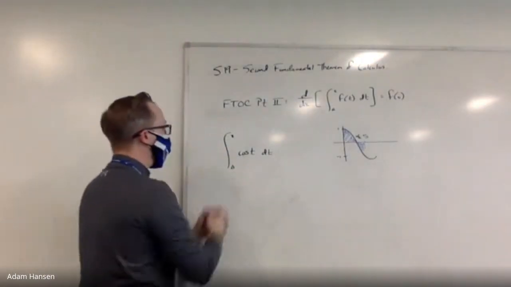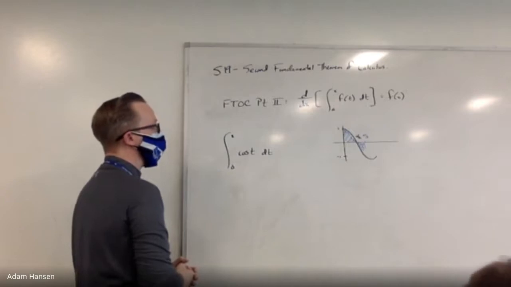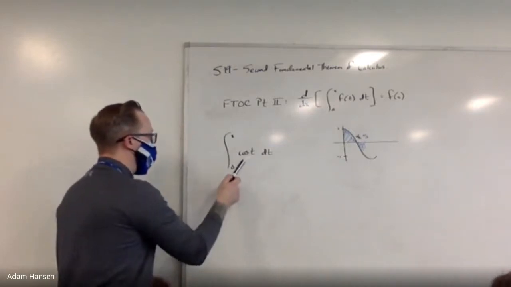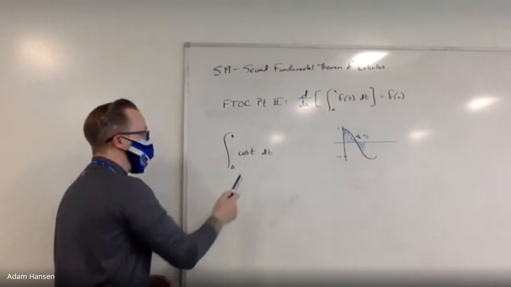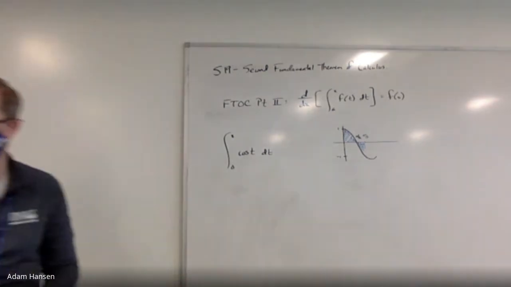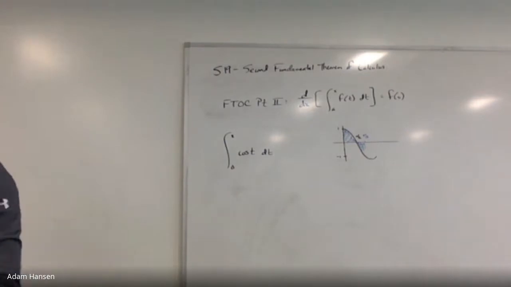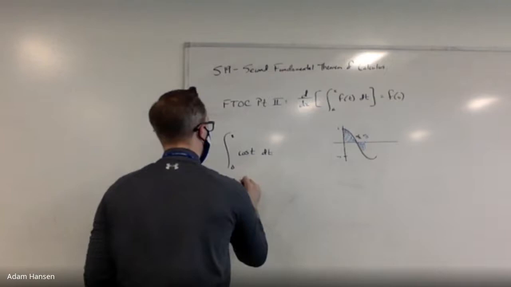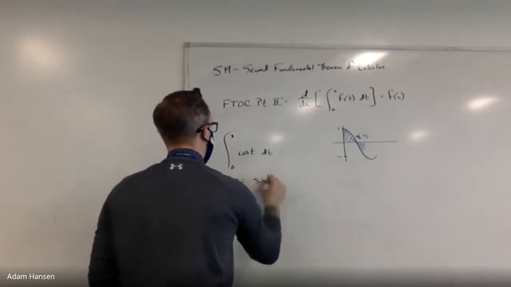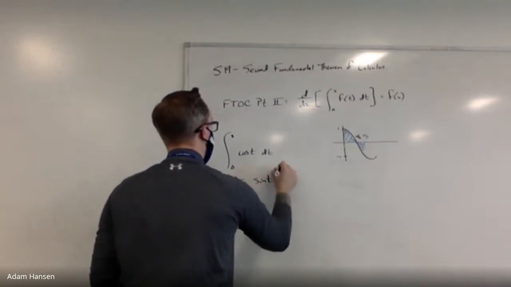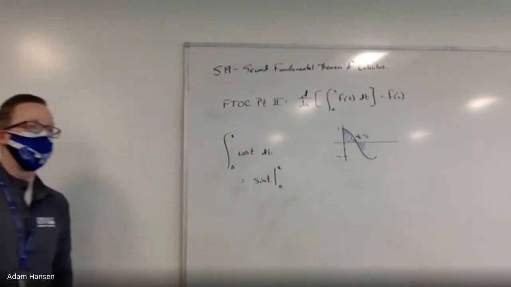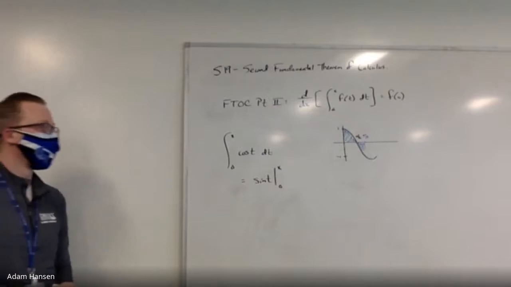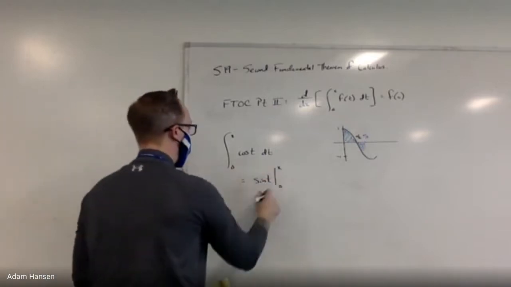Let's evaluate this by the first fundamental theorem of calculus, just to see how the first part leads into the second part. What you just practiced. Let's find the antiderivative of cosine t, evaluated between 0 and x. Now my first fundamental theorem: plug in x, plug in 0, and take the difference.